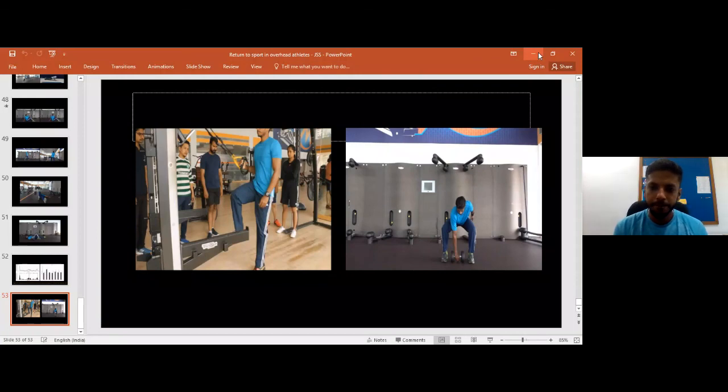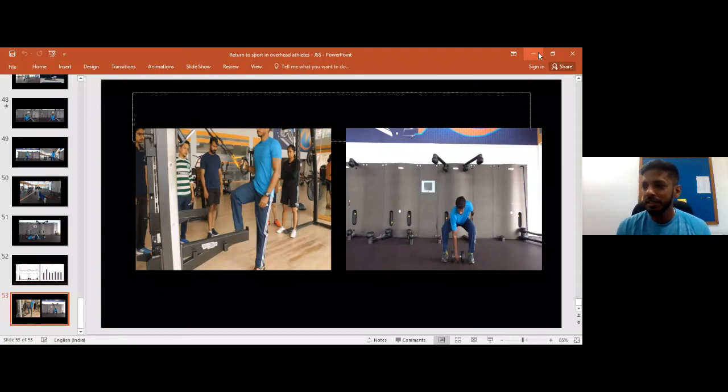Another question: how does the psychological factor impact the return, and what is the role of physiotherapy in evaluation and planning? Very good question, because psychosocial behavior is important. The major problem is fear avoidance behavior.